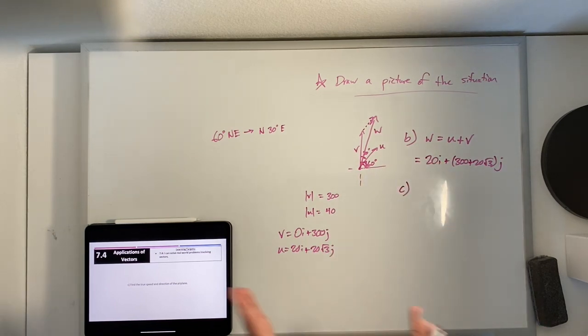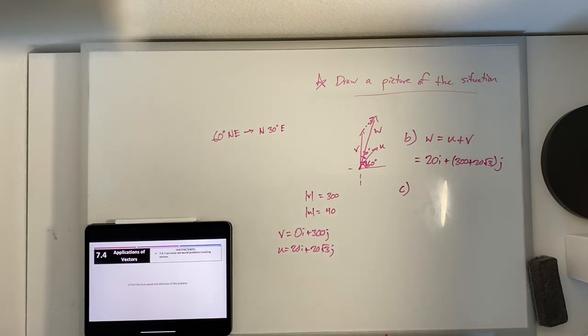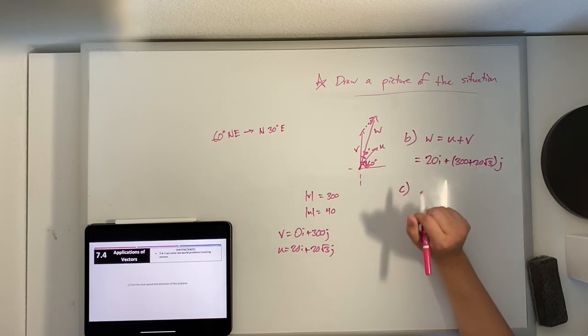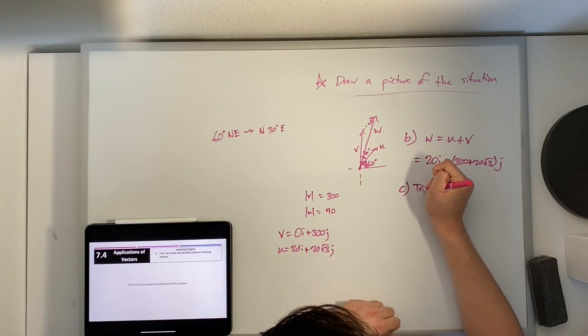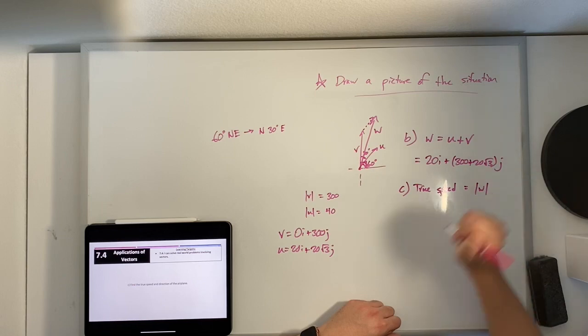And I know I said that for part A, but now it's really interesting. So what is the true speed and direction of the airplane? Because like we just said, it's not just going north at 300 miles per hour. The wind is pushing it, so it's affecting its speed and it's affecting its direction. So the true speed and direction, that's going to be the magnitude and the direction of the true velocity vector, w. So true speed, that's the magnitude of vector w.